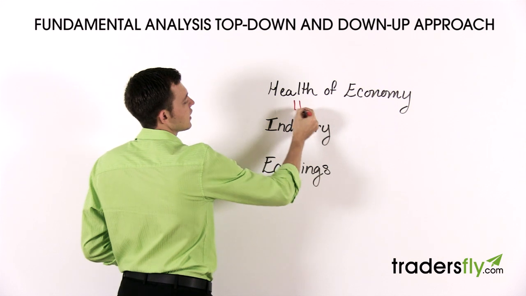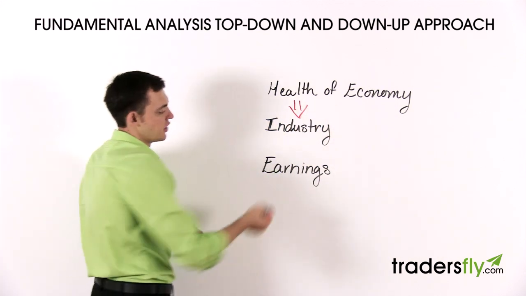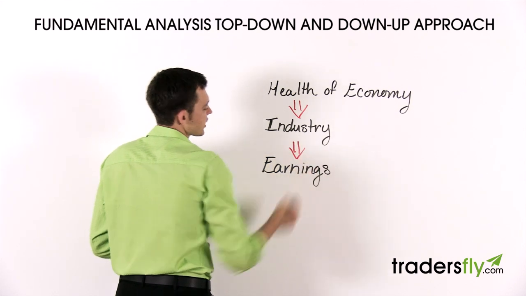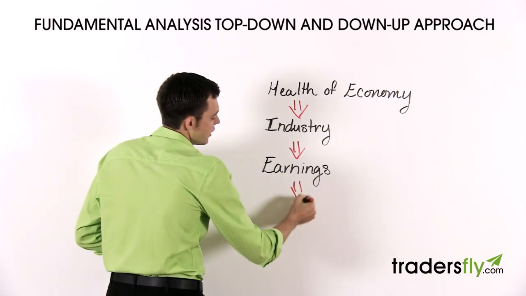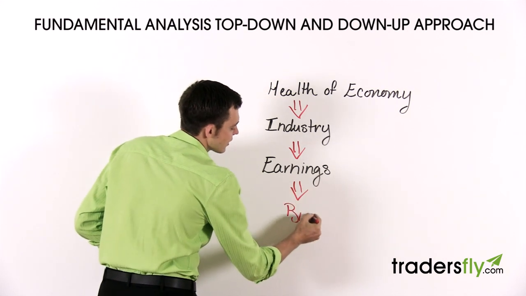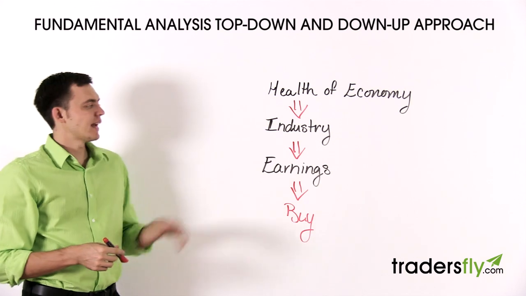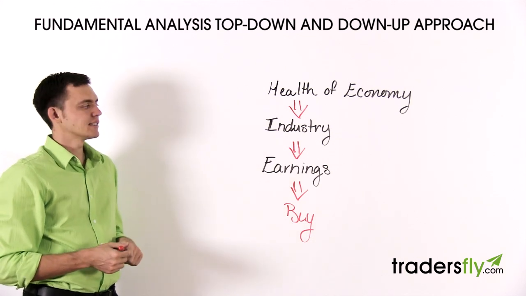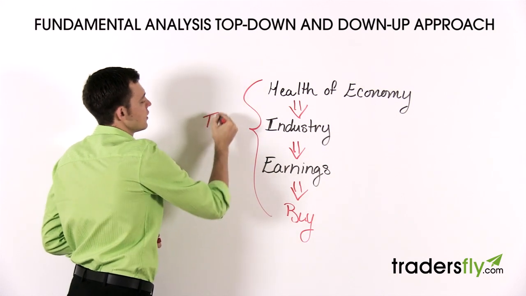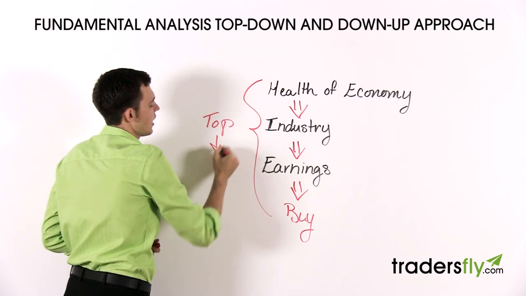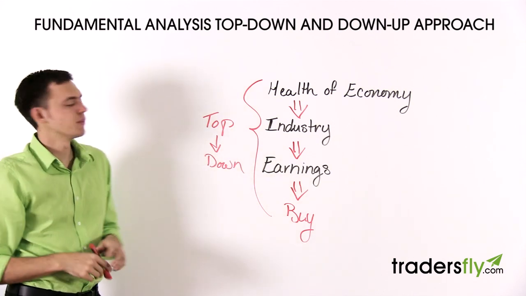So a top-down analysis would mean that first I check the health of the economy. If the health of the economy is good, then I'm going to check that industry. If that industry is doing good, then we'll check the company earnings. If the company earnings look good, then from here, this is where I may buy the stock. So I evaluate it in that way. That's the top-down analysis, or top-to-bottom analysis. I'm going from the top to the bottom.